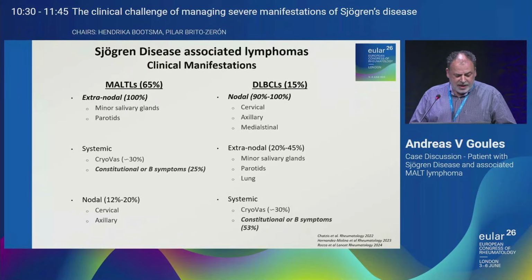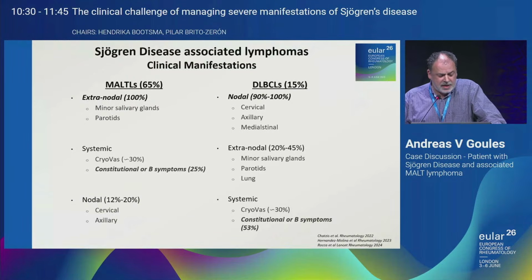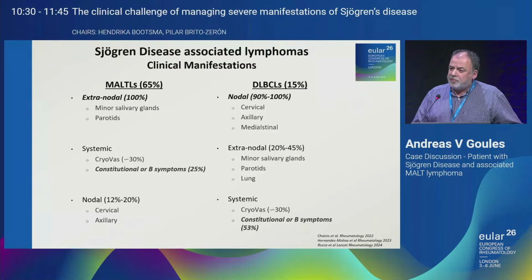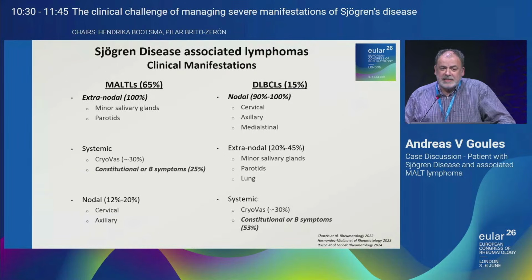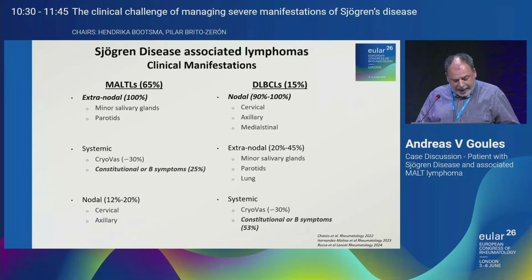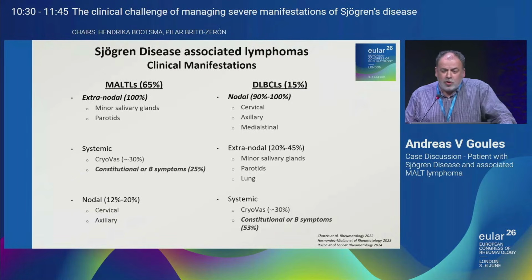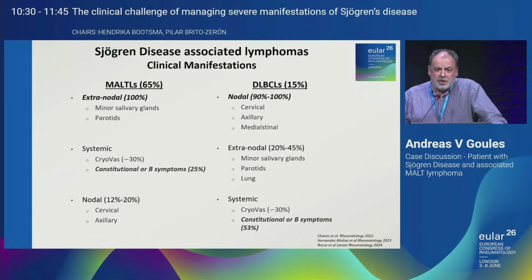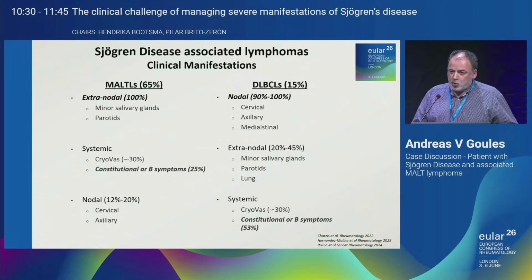MALT lymphomas also carry a systemic component, clinically expressed as cryoglobulinemic vasculitis, and a small proportion of patients, less than 20-25%, may develop constitutional or B symptoms. A small proportion may also present with lymphadenopathy involving mainly the cervical and axillary lymph nodes. So keep in mind that MALT lymphomas present as swelling of parotids or minor salivary glands.